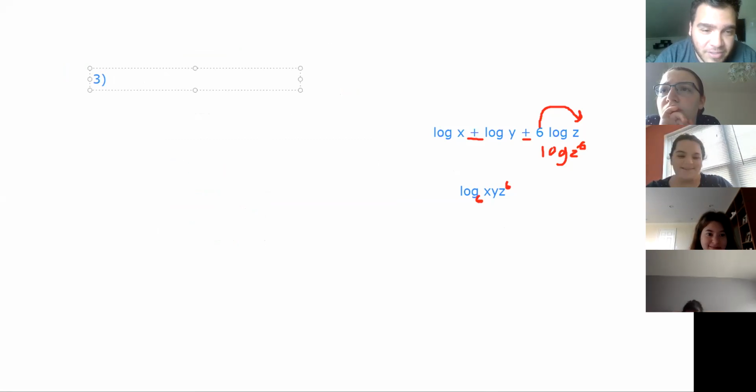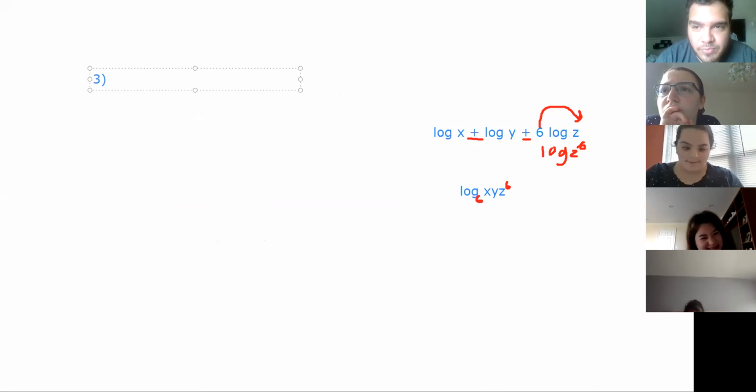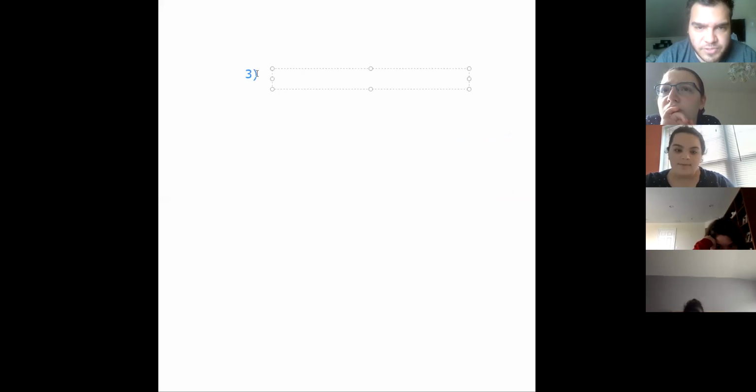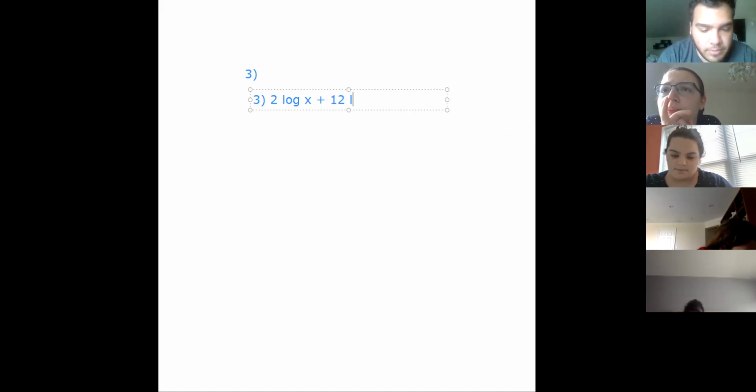So number 3, 2 log 5. Let me see if I can reorganize this. There we go. Can you still see it just fine? Yeah. Okay, so I'll just restart. Number 3 is 2 log base 5 of x, again, it's hard to type the little 5, plus 12 log base 5 of y.